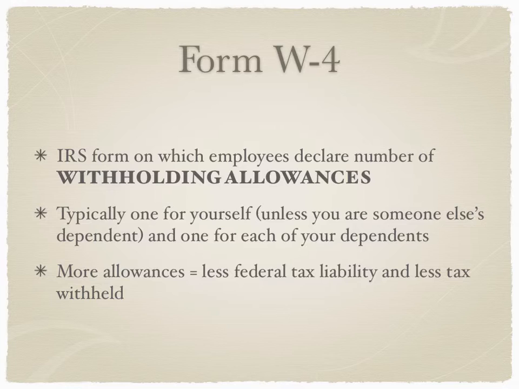But before we get there, let's talk about how your employer determines how much to withhold. When you begin a new job, your employer will have you fill out a form called a Form W-4. This is an IRS document on which the employee declares the number of withholding allowances. Typically, you get one for yourself, and you get one for everybody who is dependent upon you financially. So you as high school students would usually be answering this as 0. You are dependent upon your parents for food and shelter and clothing and all that whatnot.